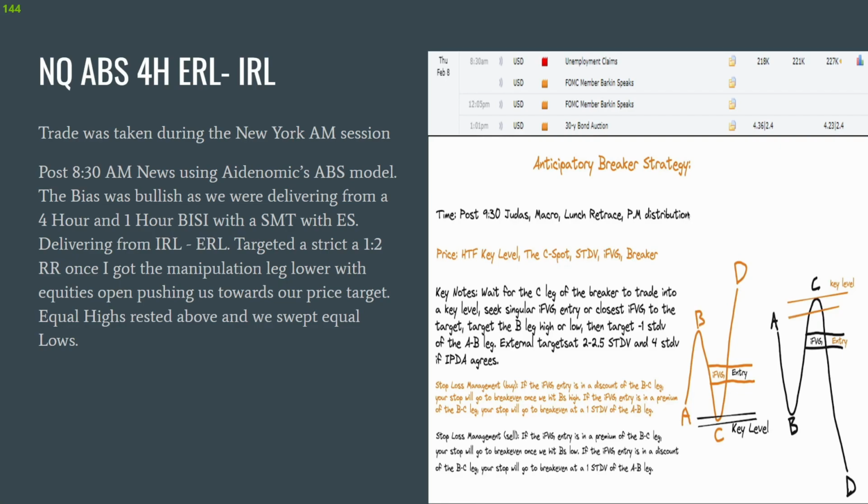The bias was bullish as we were delivering from a 4-hour and 1-hour buy side imbalance, sell side inefficiency with an SMT on ES, delivering from internal range liquidity to external range liquidity, targeting a strict 1 to 2 RR. Once I got manipulation with the leg lower, equities open pushed us up towards our price target with the equal highs resting above as we swept equal lows.